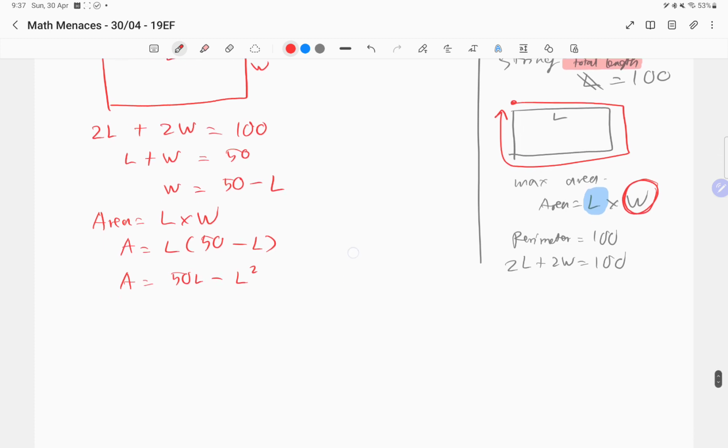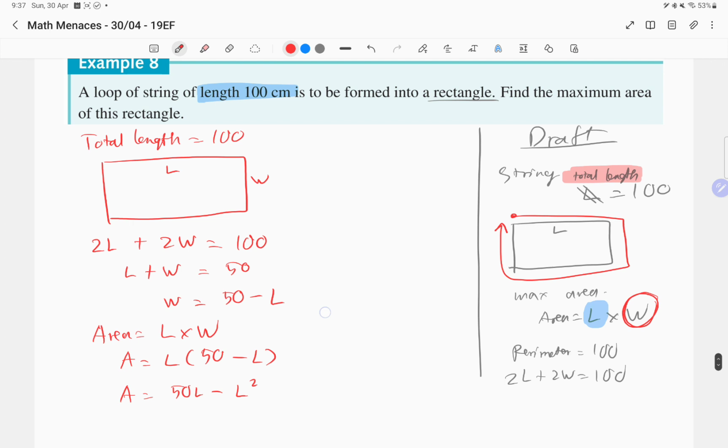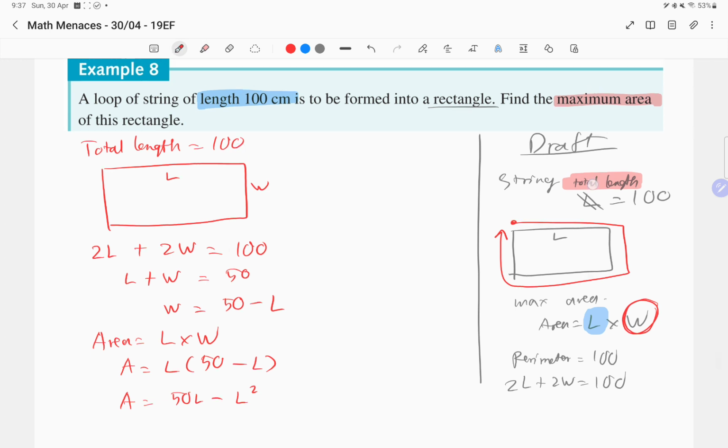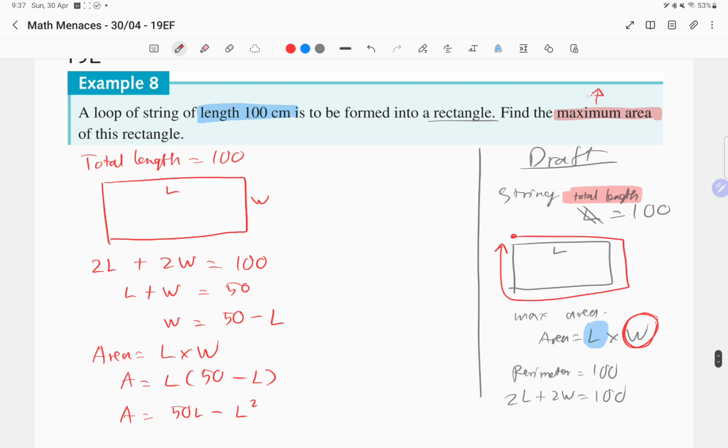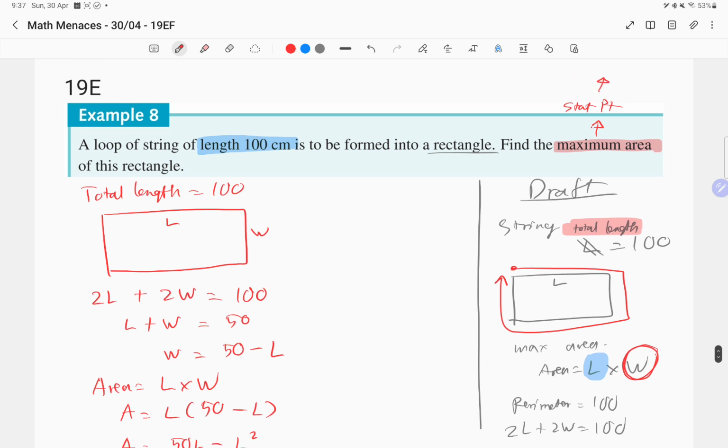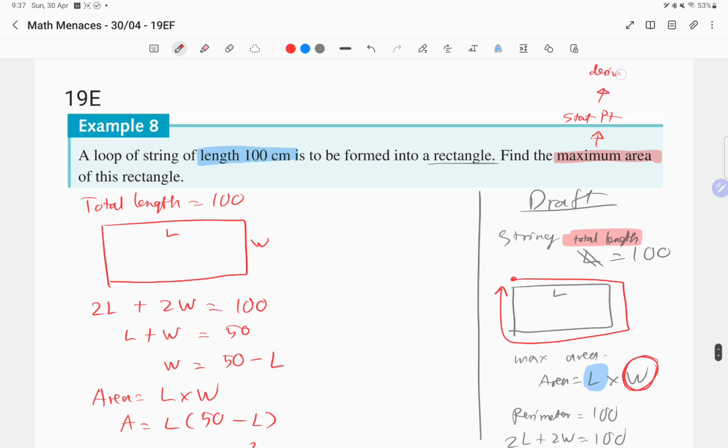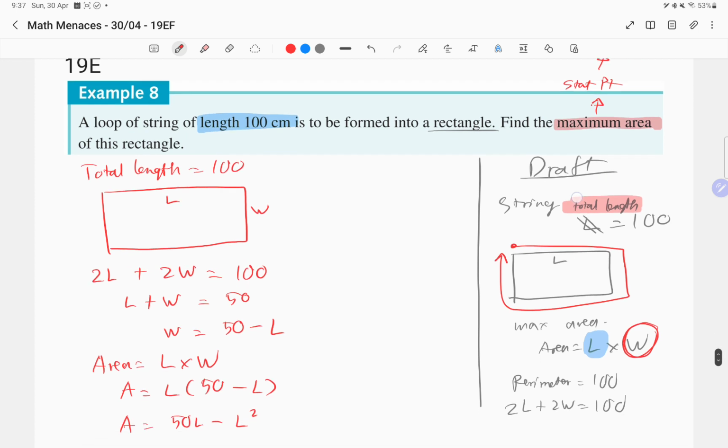Now, so let's say I get up to this point, I'm like, okay, I've got something, but how do we find the maximum area? This is a new concept. When you see maximum, you think stationary point, which links to derivative. Okay, this is the new concept here.